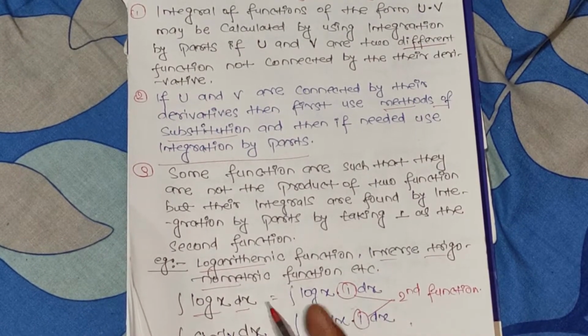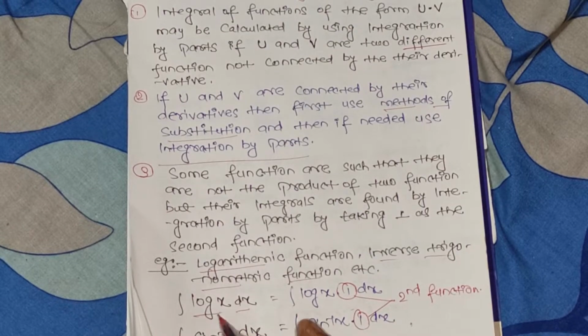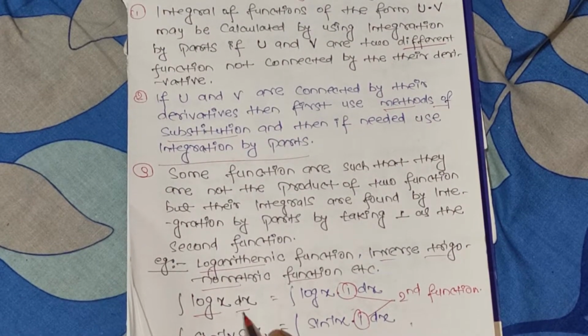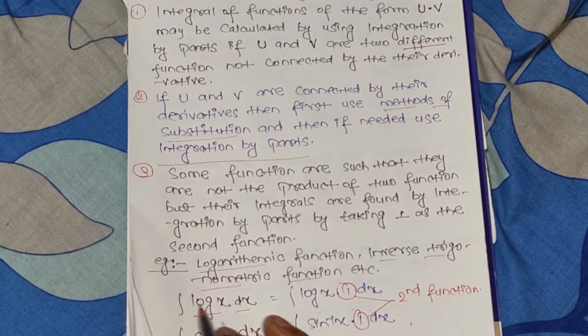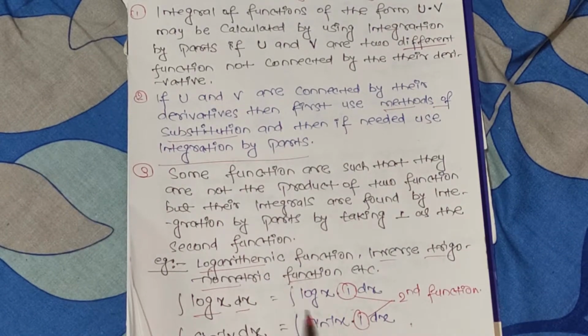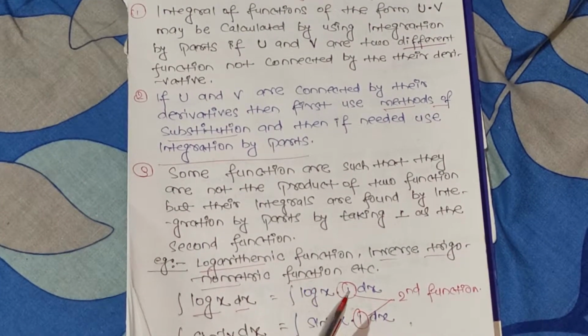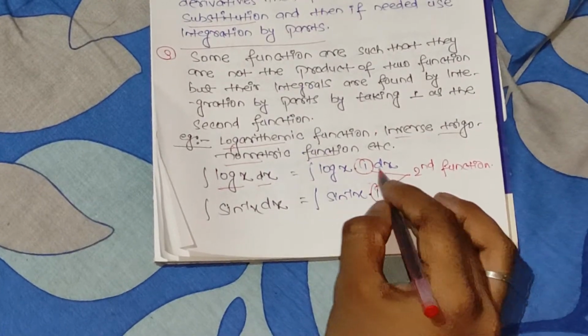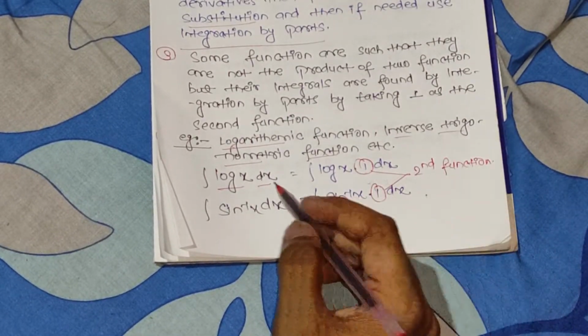there is no other method to solve this. The only way to solve a logarithmic function is integration by parts. So what we basically do is take one as the other function, meaning the second function.